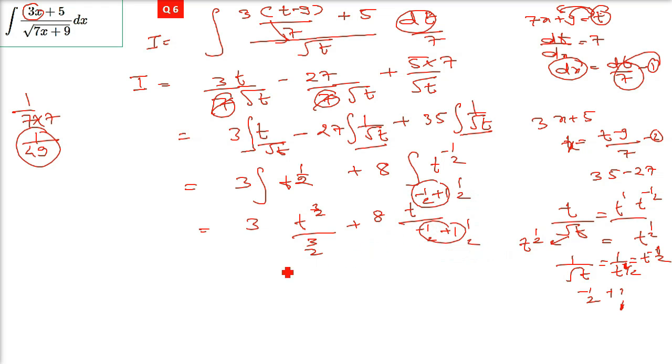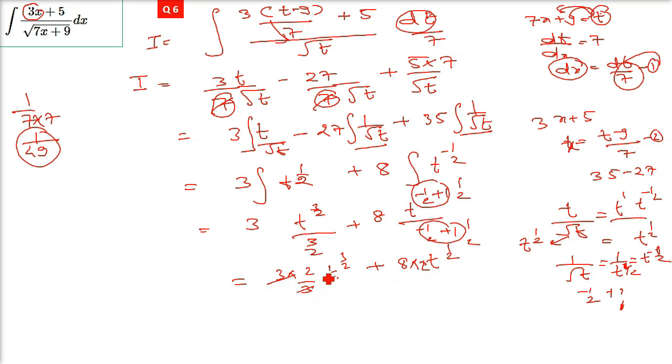Remember, 2 will go up. Here 3 by 2 will go up. So 3 into 2 by 3, t raised to the power 3 by 2 plus 8. This is going to be t raised to 1 minus half, which is half. This goes up. Okay, let us make it easier.